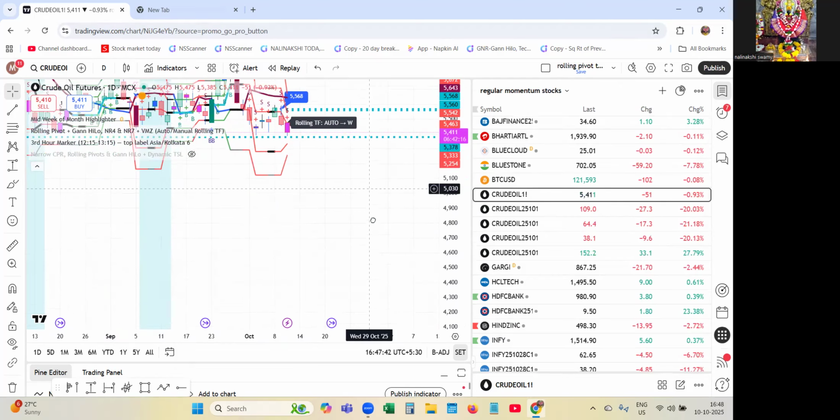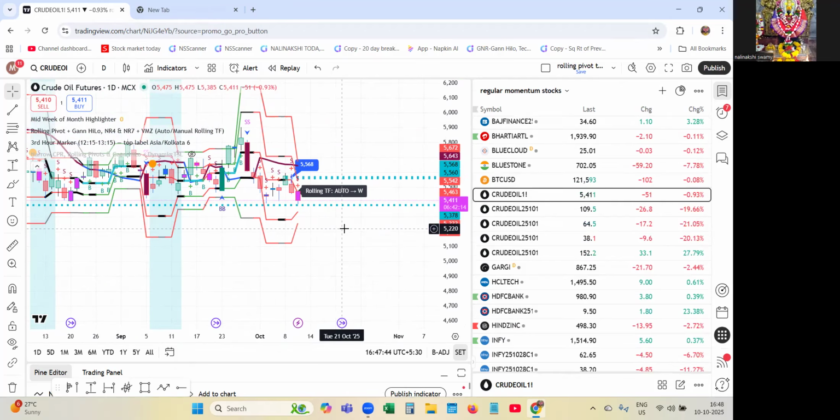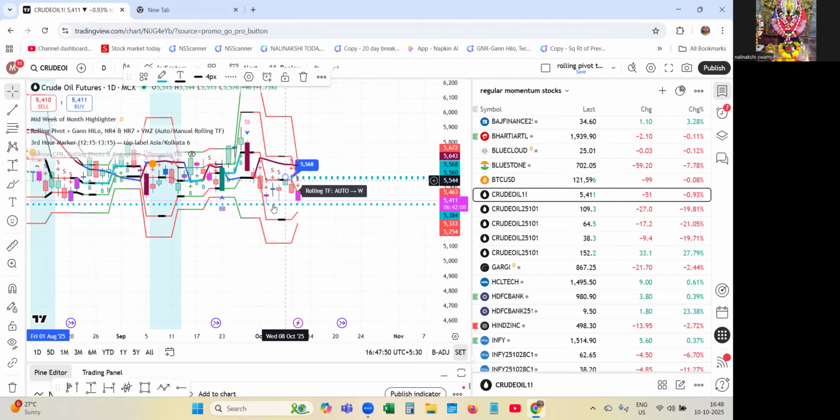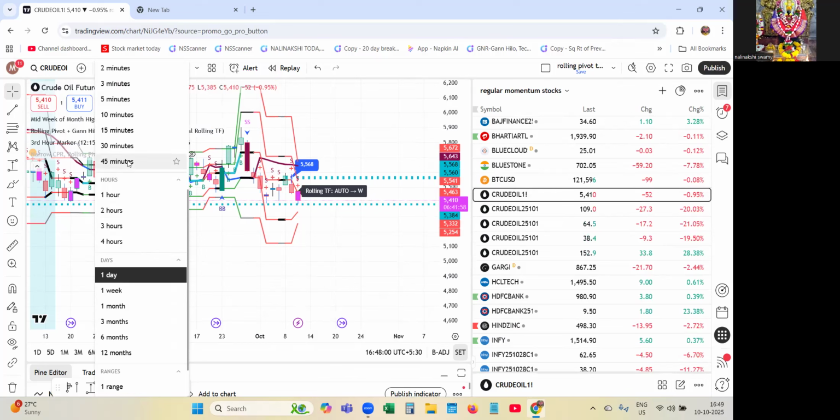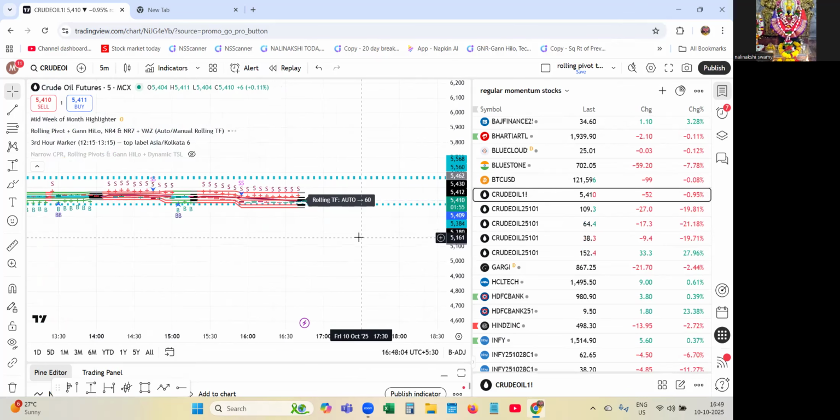On daily also, it is below the previous day. From here, the pullback support is here, so probably it may react around this level. Let us check what it is going to do on a 5 minutes time frame.